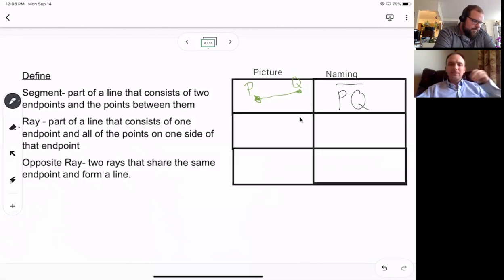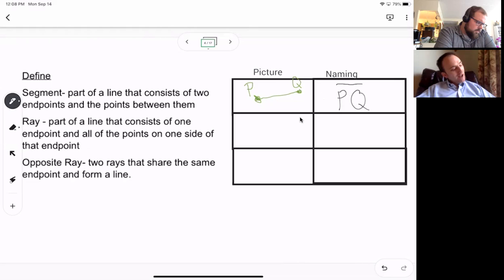You don't need to put little dots on the end of that segment above the PQ. Some of my students like to do that. You don't need to. You can just put the segment, and that's saying segment PQ. So when you read this part that says naming out loud that I circled, you just say segment PQ when you read that.